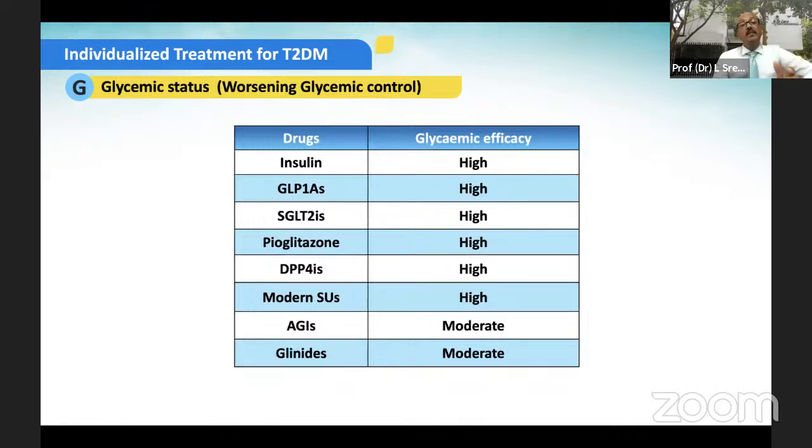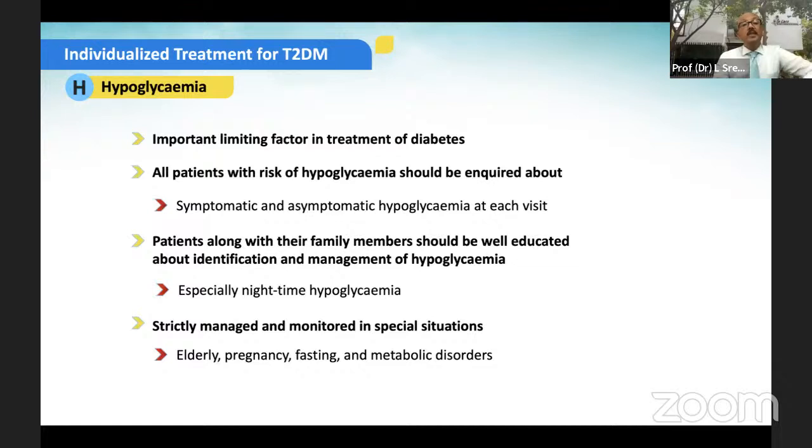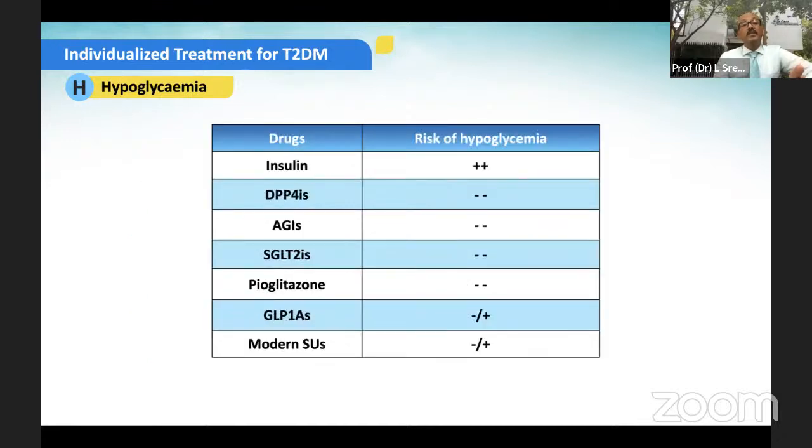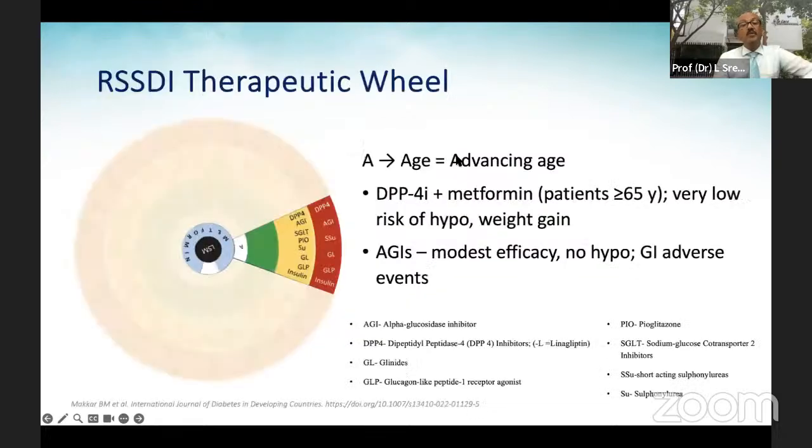And of course, based on the glycemic status, the insulins are the first preference when there is initial glucose toxicity or very high sugars, and then GLP-1s, SGLT2, PIO, DPP-4, SUs, AGIs, in that order, with high glycemic efficacy up to the SUs. Similarly, when hypoglycemia is a concern, you need to be watchful. The family members are to be educated, look at the special population. The drugs with the least risk of hypoglycemia are the DPP-4s, AGIs, SGLT2, and PIO. GLP-1s, SUs, and insulin, of course, carry more risk.